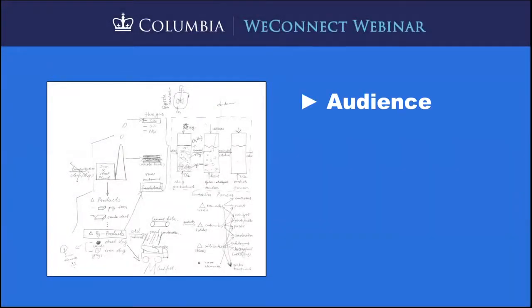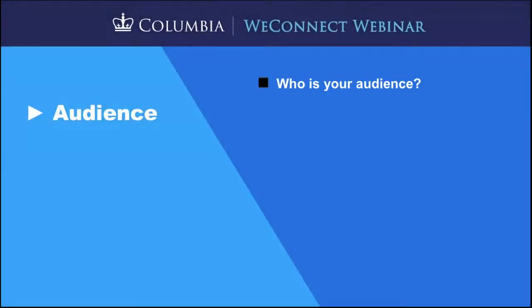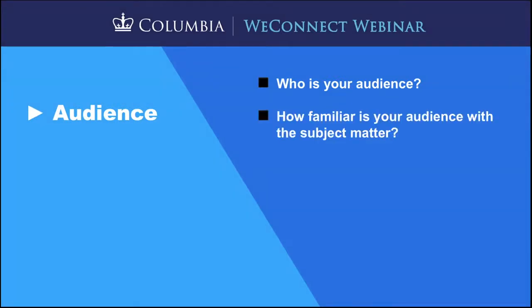In order to clean up and refine Alissa's sketch, I needed to consider these things: audience, context, path, actors, and clarity. When creating visuals, it's important to know who the target audience is. Here are some questions to ask yourself. How familiar is your audience with the subject matter? Who is your audience? What is your desired outcome?